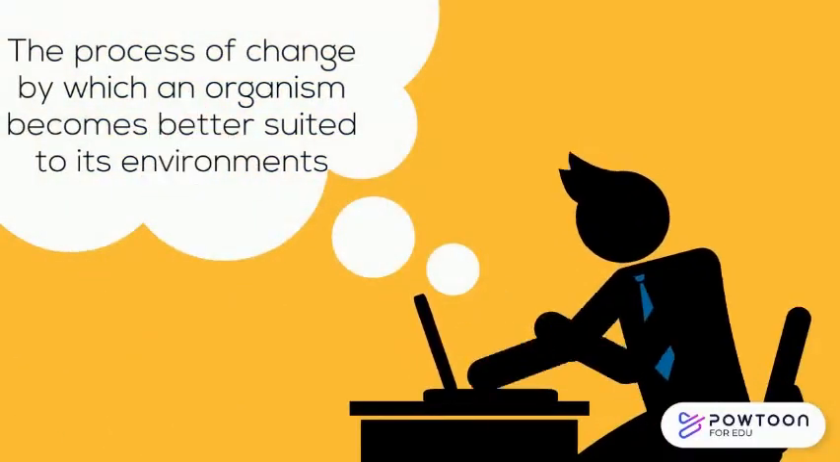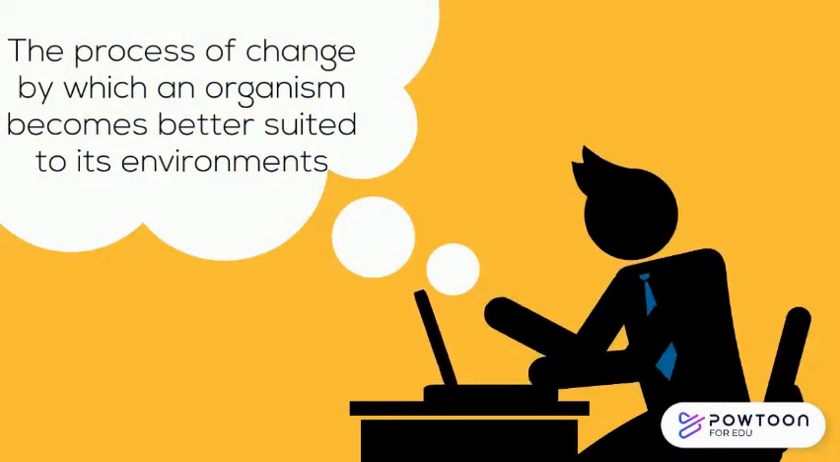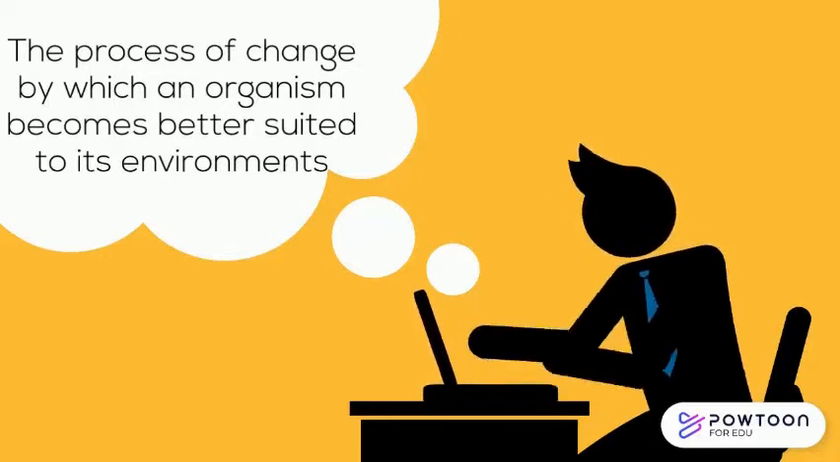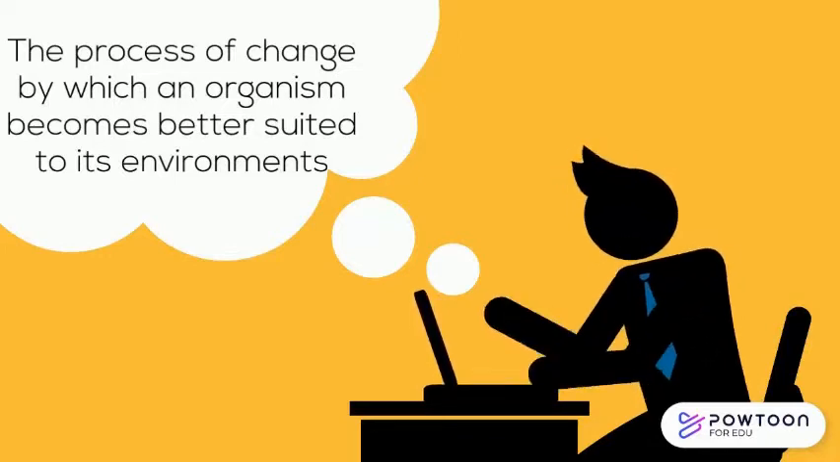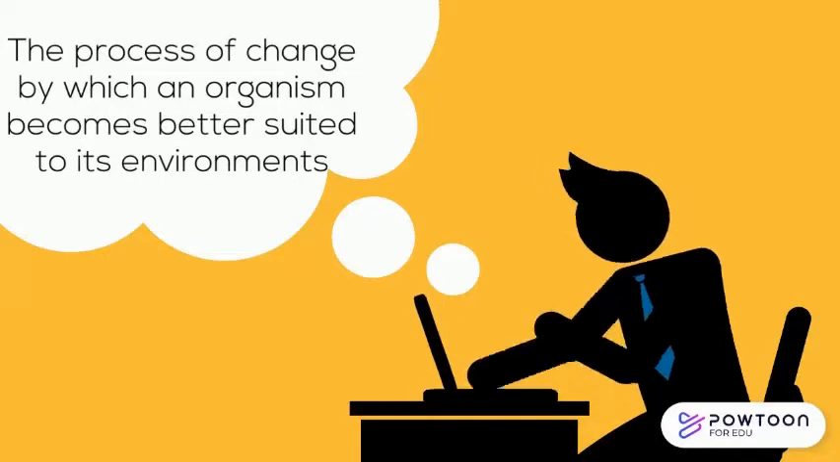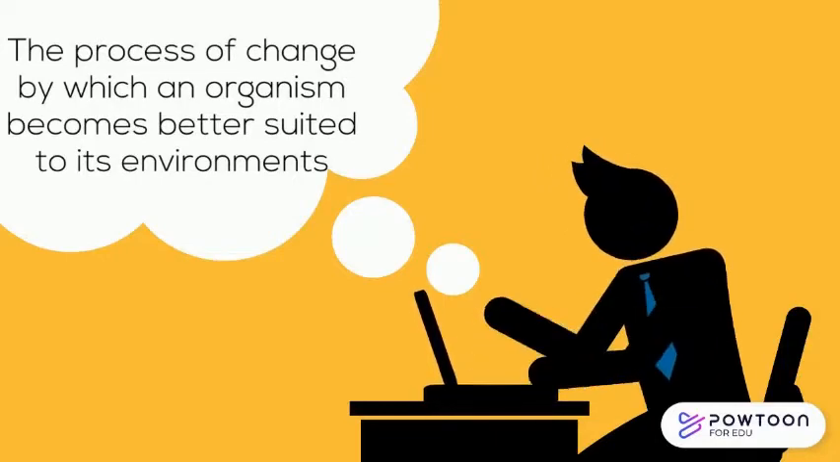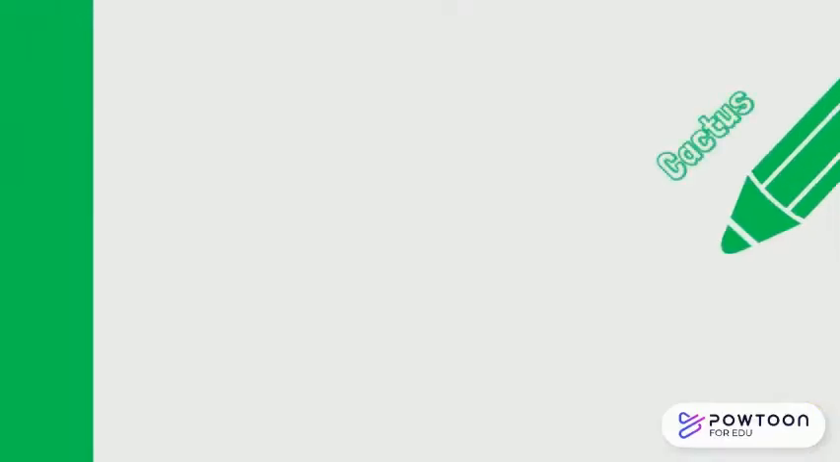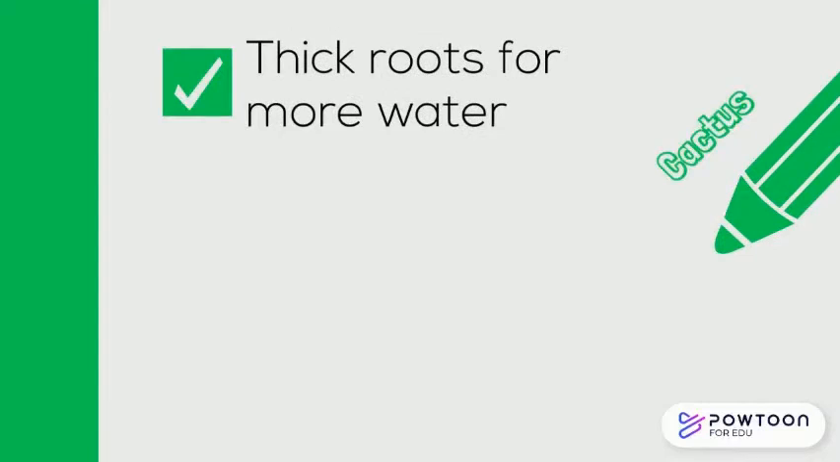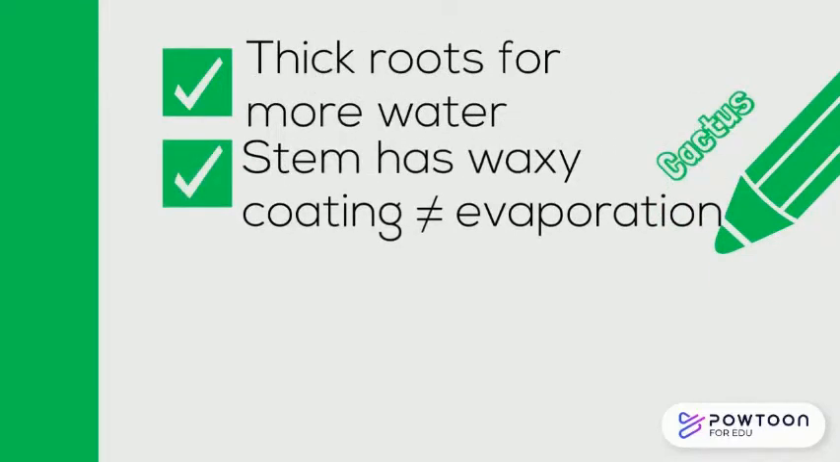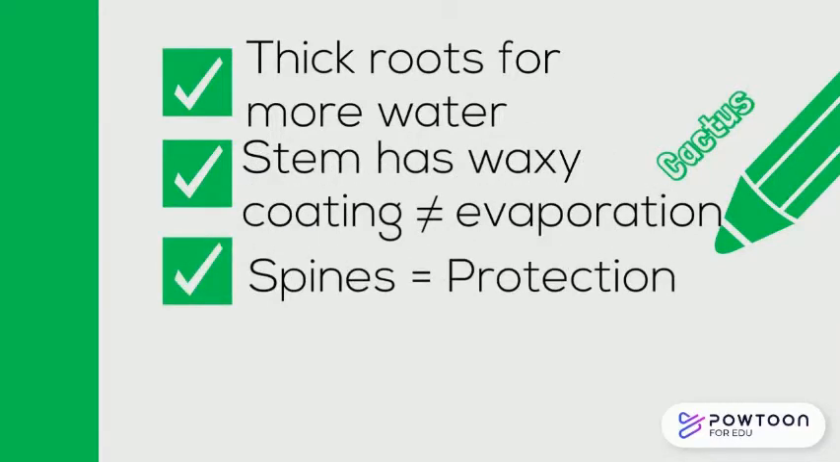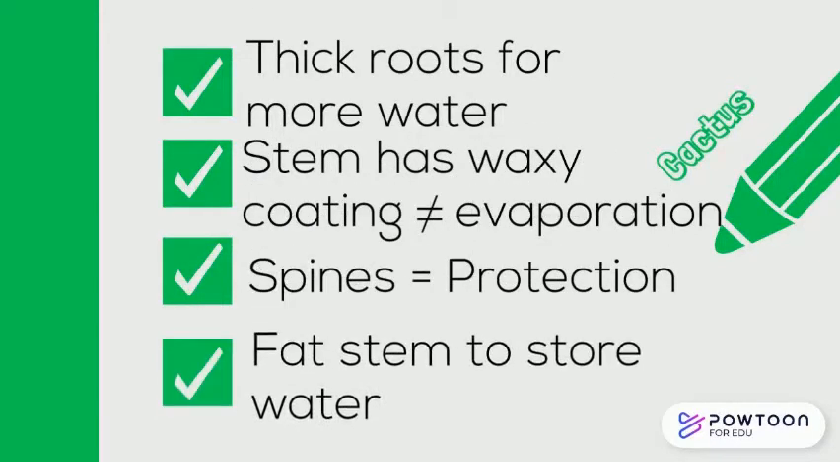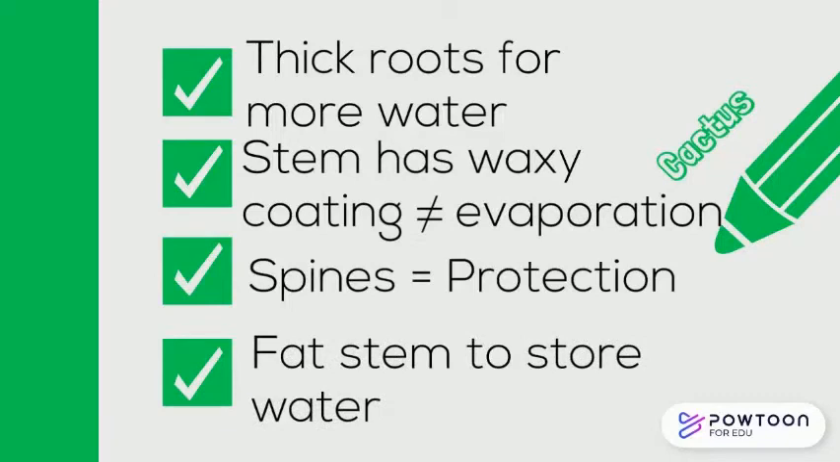Adaptation is the process of change by which an organism becomes better suited to its environment. For better understanding, it is the features that an organism has which allow it to survive in its habitat or environment. Let's see how a cactus is adapted. It has thick roots to gain more water. Stems have a waxy coating to prevent evaporation, and the spines give protection. It also has fat stems to store more water.